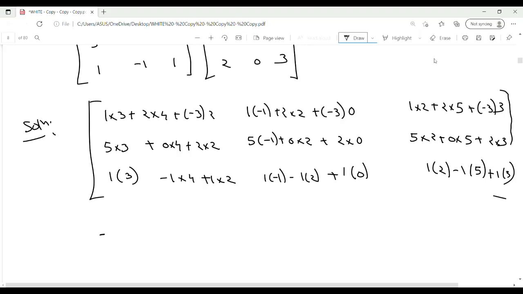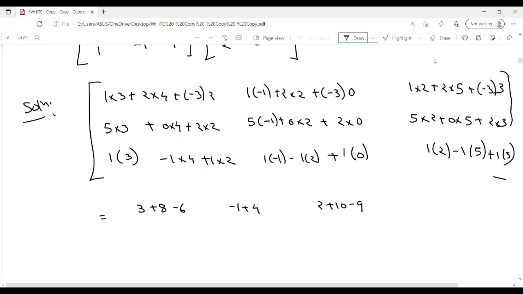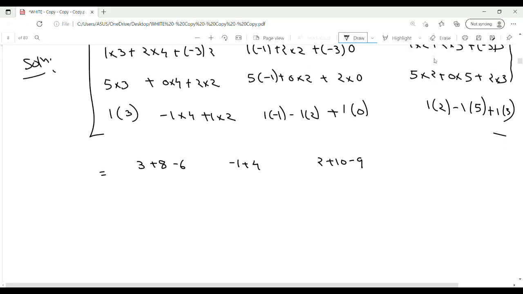Okay, so let's do this. So 3 plus 8 minus 6, minus 1 plus 4, and then we will be getting 2 plus 10 minus 9, 2 plus 10 minus 9. Next, let's do here 15 plus 4 minus 5, and then 10 plus 6, 3 minus 4 plus 2, minus 1 minus 2, and 2 minus 5 plus 3.